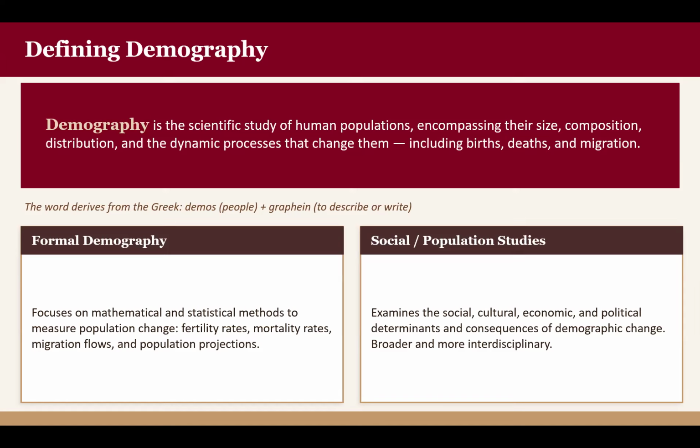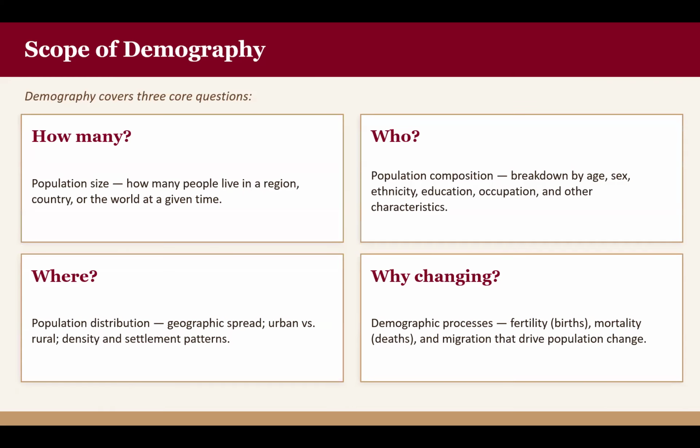Formal demography focuses on mathematical and statistical methods to measure population change, fertility rates, mortality rates, migration flows, and population predictions. Social or population studies examines the social, cultural, economic, and political determinants and consequences of demographic change, and is broader and more interdisciplinary. So, what is the scope of demography?